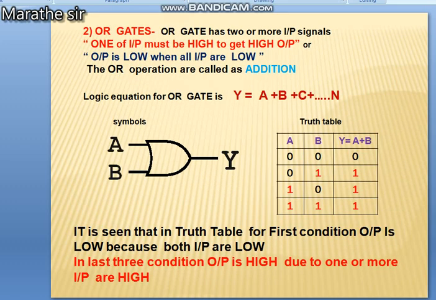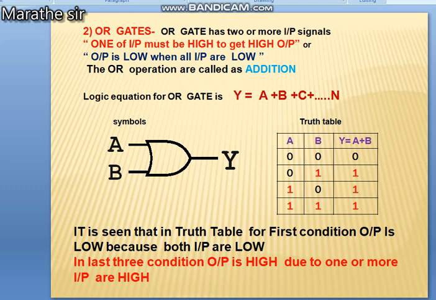Now the second type of the basic gates is called the OR gate. OR gate also has two or more input signals. The logical statement of OR gate is that one of the inputs must be high to get the high output, or output is low when all its inputs are low. The OR operation is called addition.